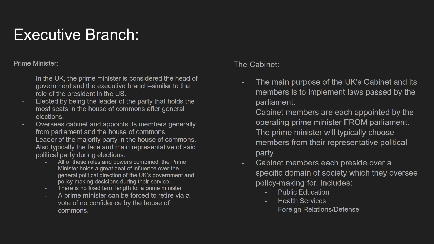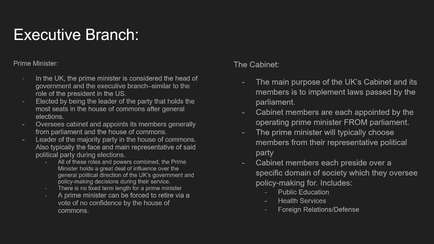In the executive branch, there are generally two positions. One is the Prime Minister. In the UK, the Prime Minister is considered the head of government and the executive branch, similar to the role of the President in the US. They are elected by being the leader of the party that holds the most seats in the House of Commons after general elections. They oversee the Cabinet and appoint its members generally from Parliament and the House of Commons.